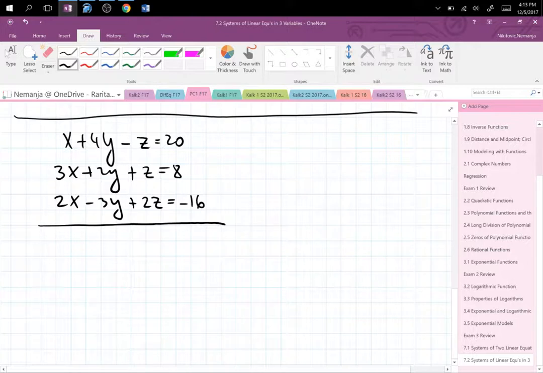So, which variable should we eliminate in this case? Z. You can pair up easily. If you pair the first two equations, you don't even have to touch them, just add. And then the first and the last one.